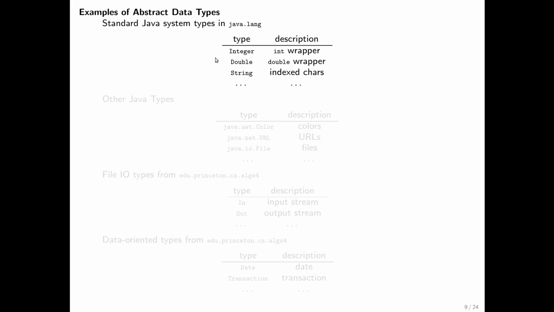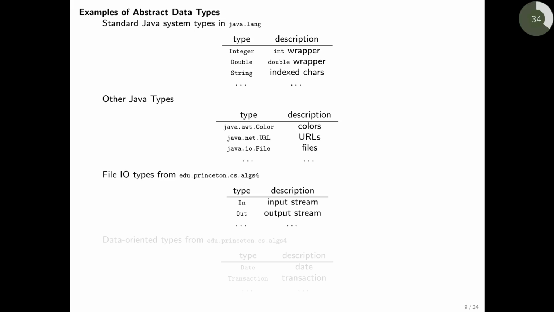So these are all examples of abstract data types sitting inside of the java.lang package. So they are the Java system types. There are other Java types which are ADTs. So here is Color, sitting inside of the package java.awt, that represents colors; URL, sitting inside of java.net, representing a URL; File, sitting inside of java.io, representing a file on the file system, and so on.